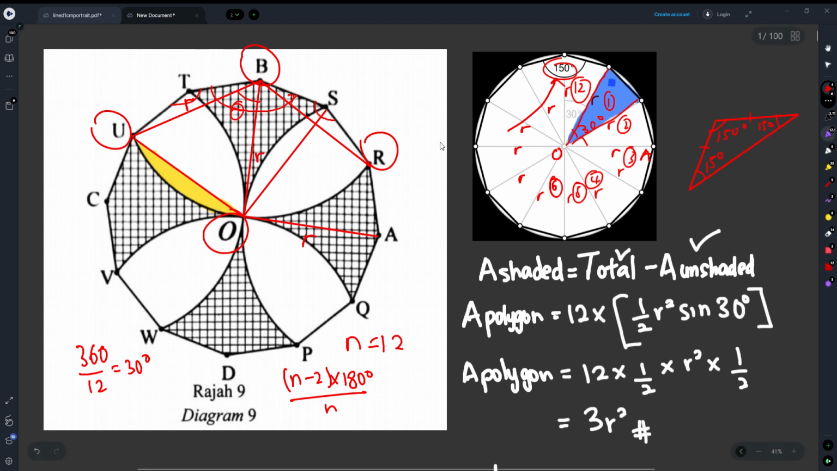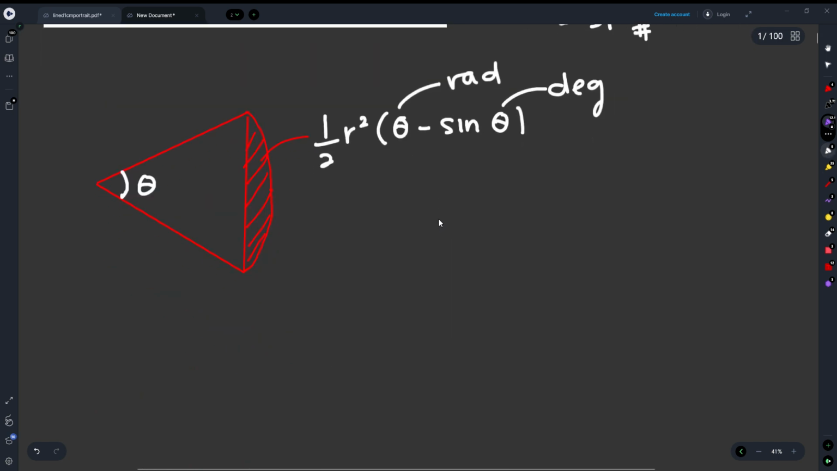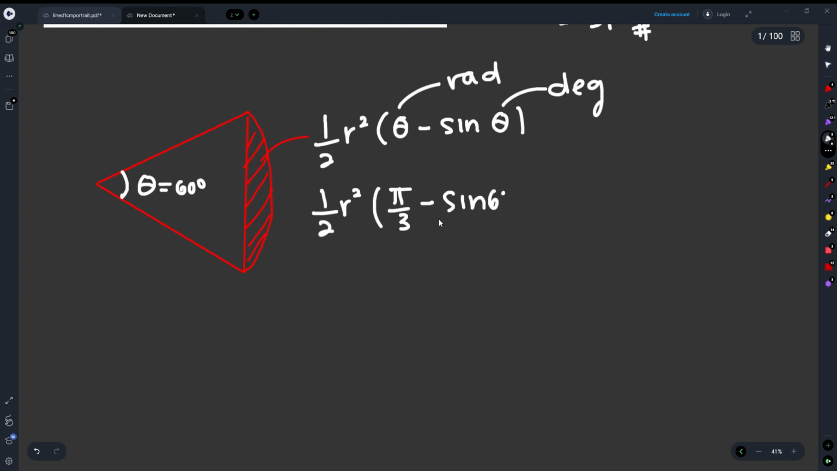So this small area here has an angle of 15 degrees, and this small area here also has an angle of 15 degrees. That makes the angle in the middle 120. When you divide into two equal triangles, the inside here is 60 degrees, and the balance here is also 60 degrees. So we know that theta is equivalent to 60 degrees. That's what we substitute into this formula: 1 over 2 r square, theta is pi over 3, please remember, minus sine 60.